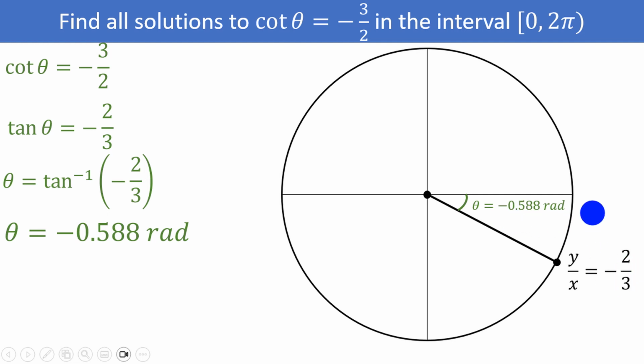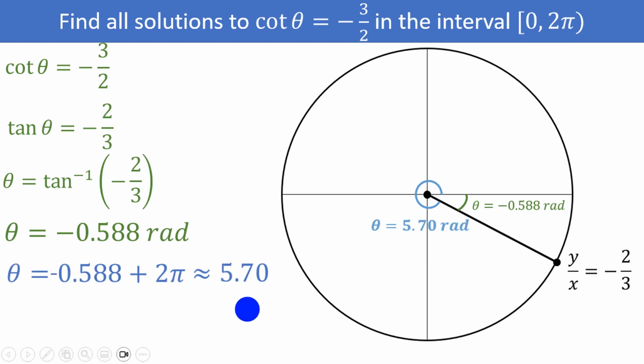Okay, but this angle is not one of our answers because we need angles between 0 and 2 pi. So if we want to find the corresponding angle that's coterminal, we can just add 2 pi. If we add 2 pi to this, we will get another angle that's going to be positive. So that would be the angle from the positive x-axis all the way around, which is going to be between 0 and 2 pi. So let's add 2 pi to that, and we will get about 5.7. So this angle is 5.7, coterminal with -0.588. So tangent of 5.7 is going to give us -2/3.